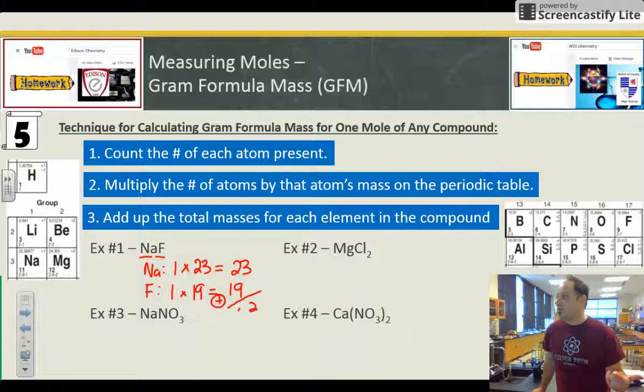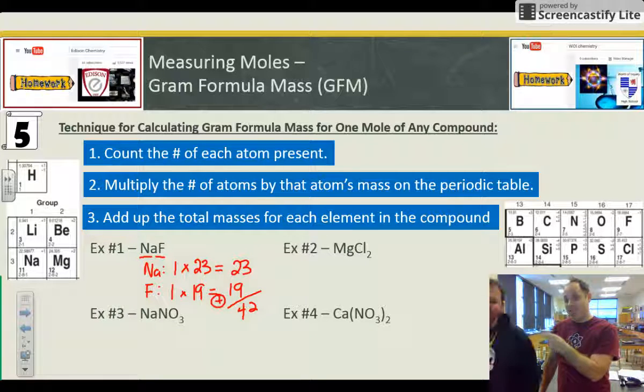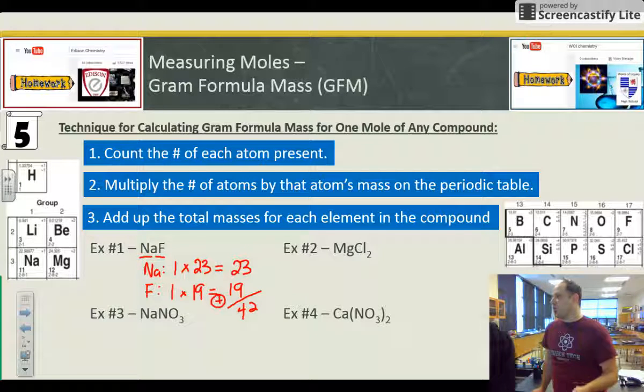42? 52. 42. 42. You got me, Mr. Milks. He is better at math. We're not arguing about this one. And the last thing you'd want to do is put a unit, grams per mole. Grams per mole, M-O-L.